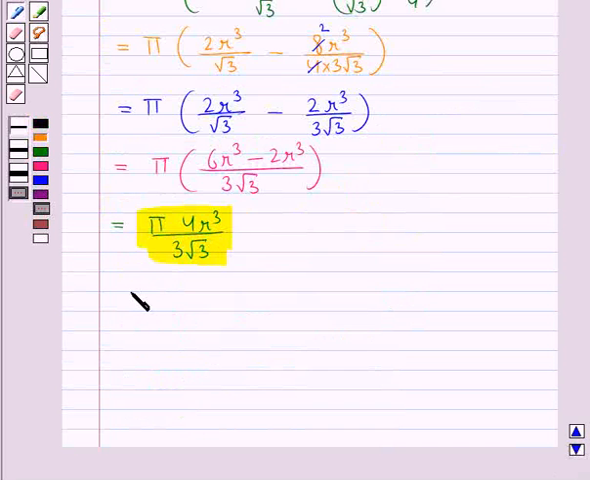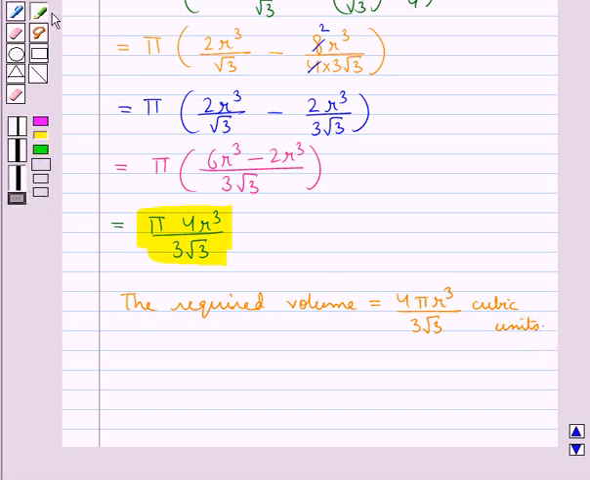Thus, the required volume is equal to 4 pi r cube upon 3 root 3 cubic units. So this is our final answer. This completes the session.